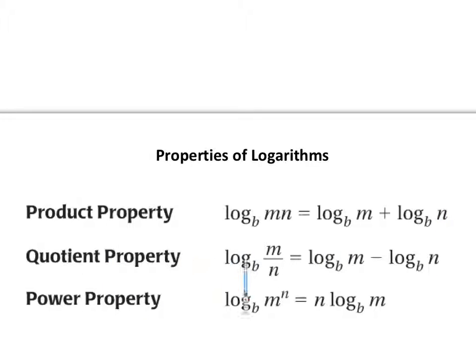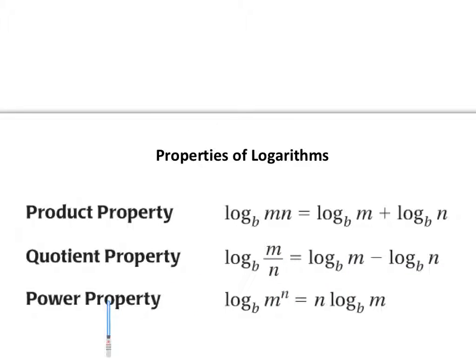When it's a quotient, we're going to subtract the two logarithms. So again, this should look familiar to what we see with exponents, right? When we're multiplying like bases, we add exponents. When we're dividing like bases, we subtract exponents. So for logarithms, when we're product, we add the two logarithms. When we have a quotient, we subtract the two logarithms separately. Important to note here that the m, whatever's in the numerator of your quotient, that's the logarithm that's first.